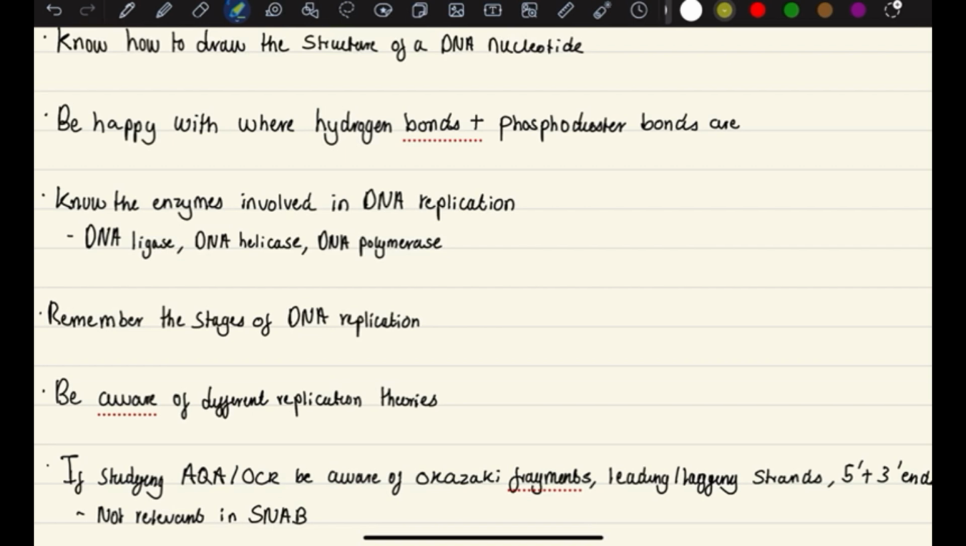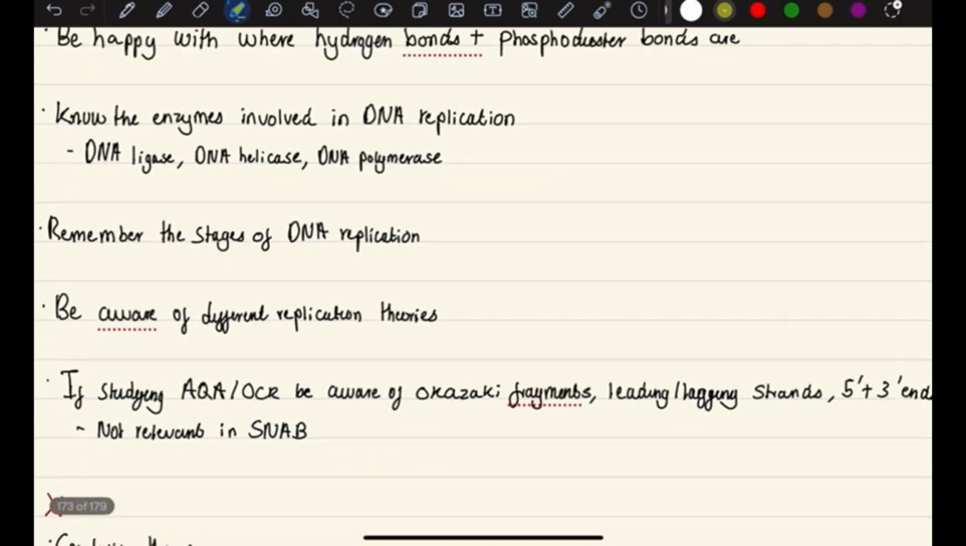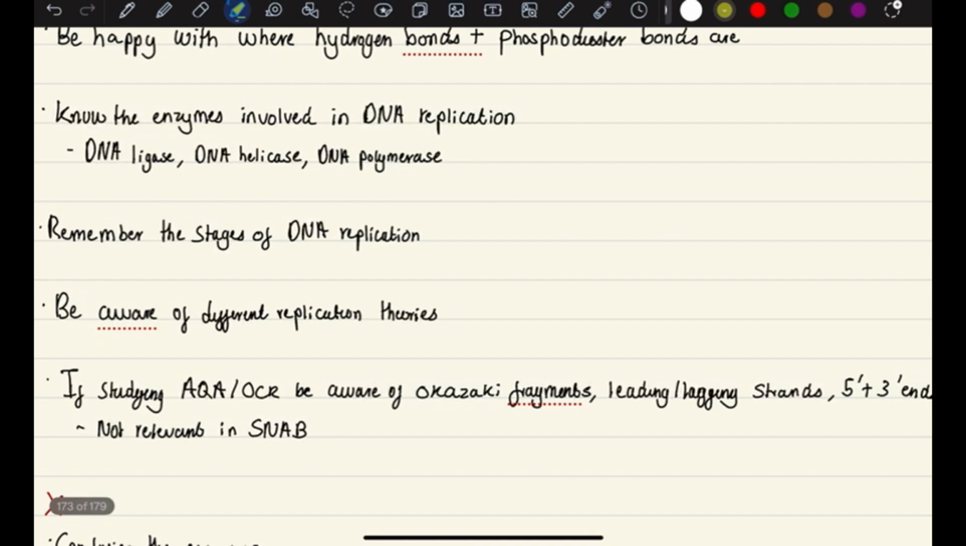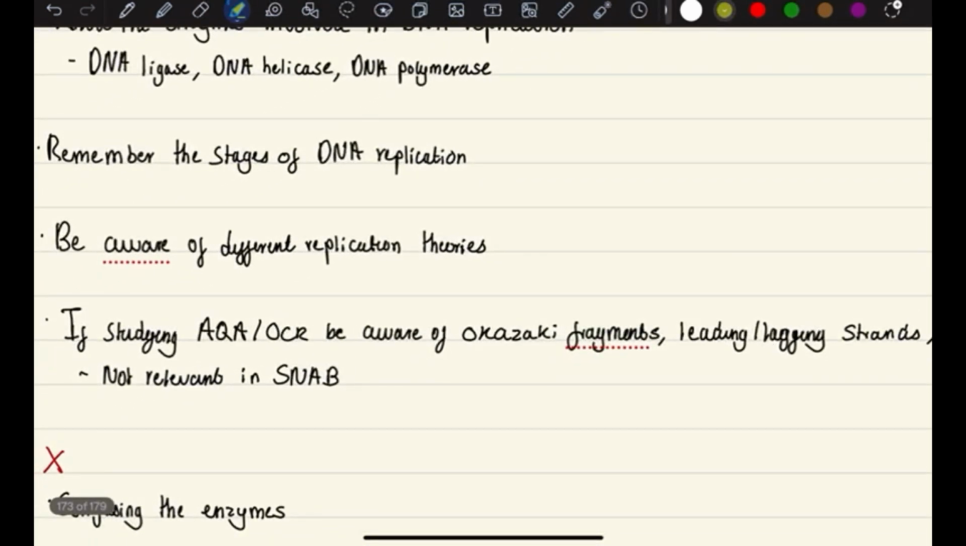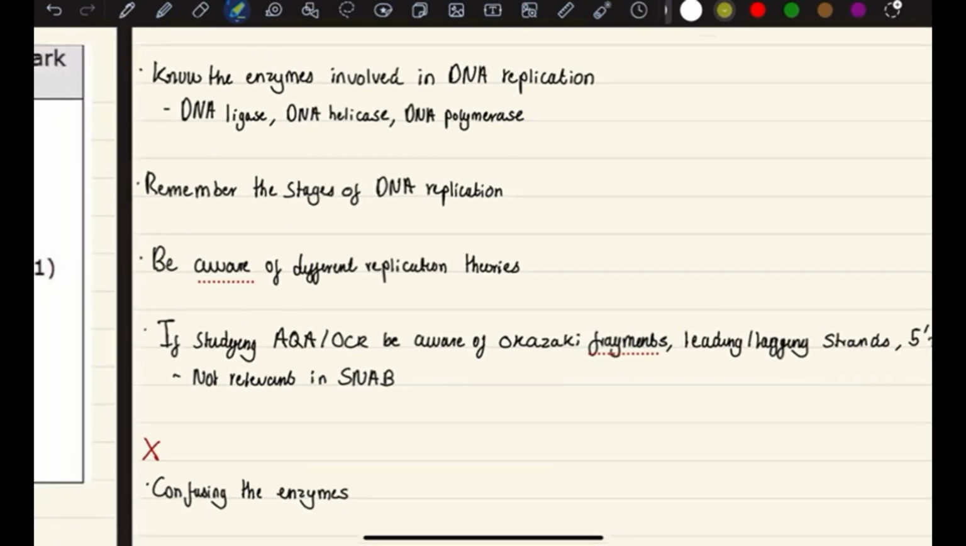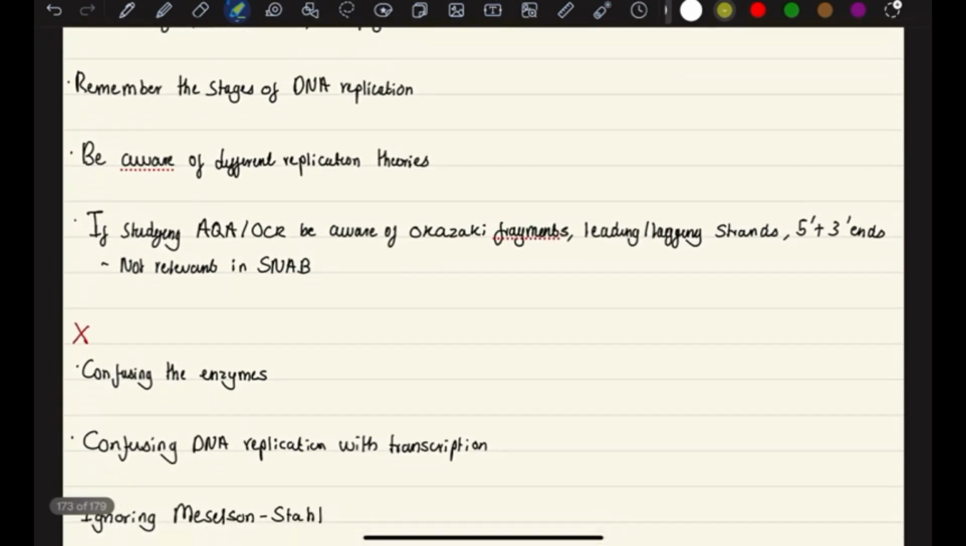Now, replication theories. I think when we get to here, we're a bit more specific to SNAB, but they do come up in other examples as well. I just think it's more common to be asked in SNAB. And also, for AQA and OCR, what hasn't been covered in this video is Okazaki fragments, leading and lagging strands, and 5' and 3' ends. In SNAB, you don't really need to know much about this, which is why I skipped it for this lesson. But if you are in AQA or OCR, make sure you have a review of that.